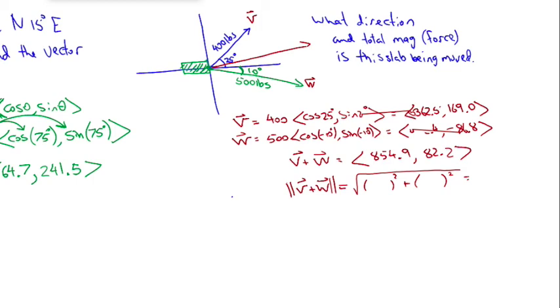What's an easier function using just these two numbers? Maybe tangent. Tangent, just like with polar coordinates, tan inverse. So theta is equal to tan inverse of 82.2 over 854.9. What's that equal to? It should be relatively small. I'd say less than 10 degrees.